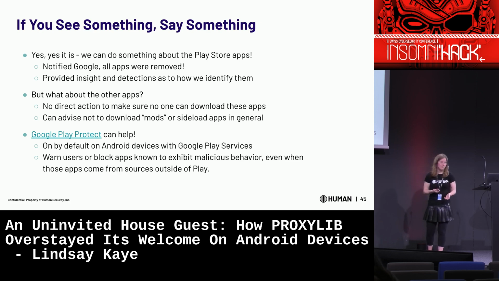So one great piece of advice that we always talk about from the app perspective is don't download things that are called mods, or sideload apps in general. Obviously it could go fine, but in general, you don't necessarily know what you're putting on your device, so I would totally avoid it. However, Google Play Protect can help. This is on by default on Android devices with Google Play services. I recommend leaving it on. It will warn users or block any of these apps that are known to exhibit malicious behavior, even if they come from sources outside Play. Again, providing a lot of our detections and insights would make something like Google Play Protect catch these malicious apps, even if they're from outside of the Play Store.